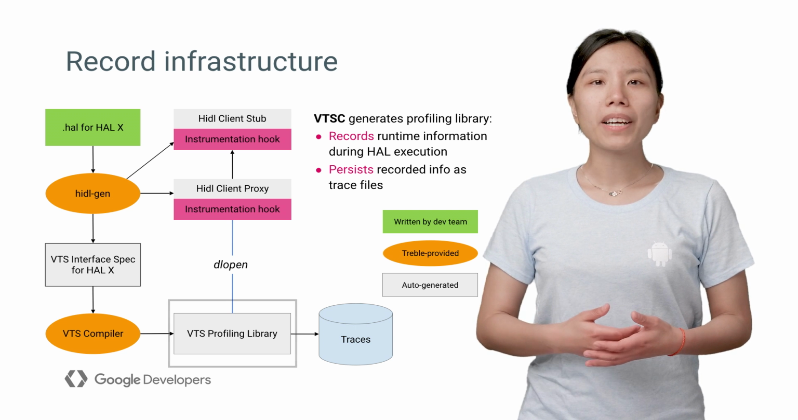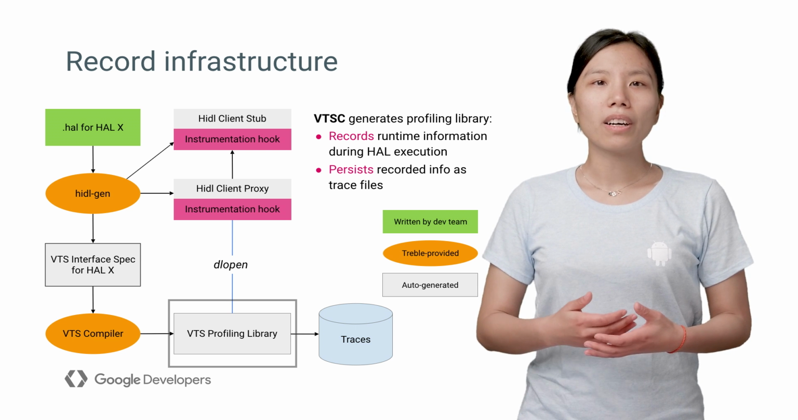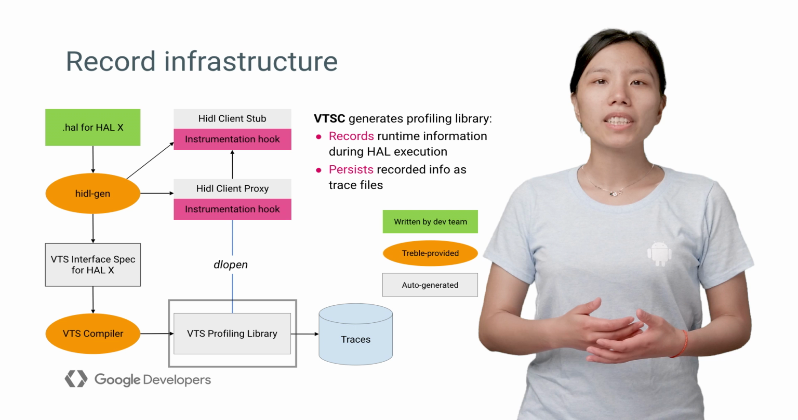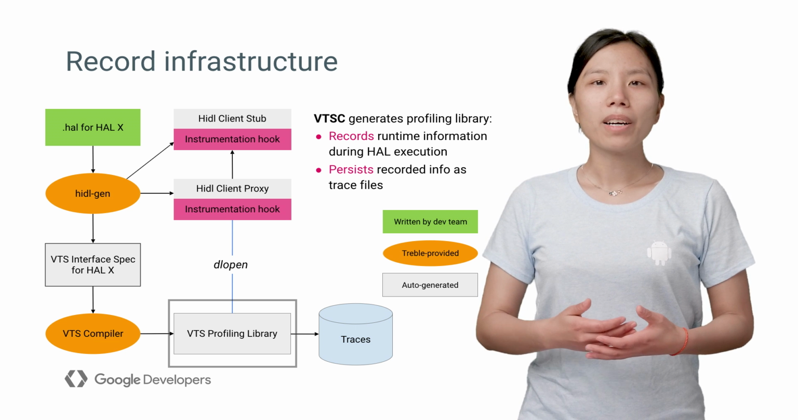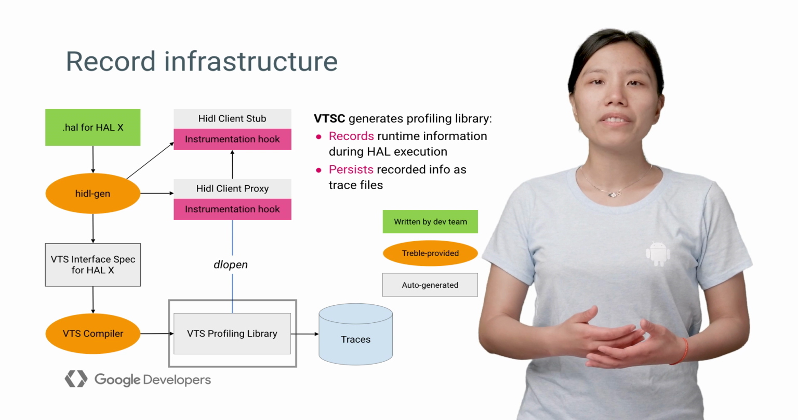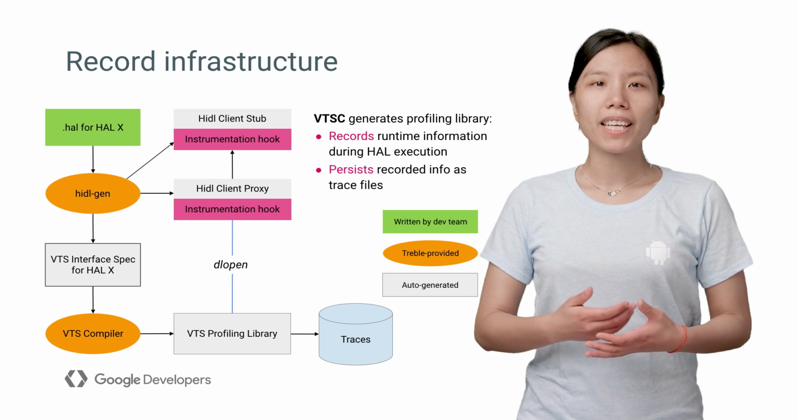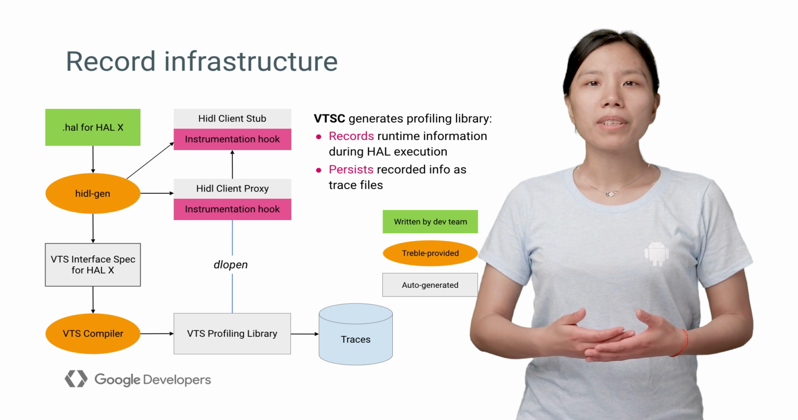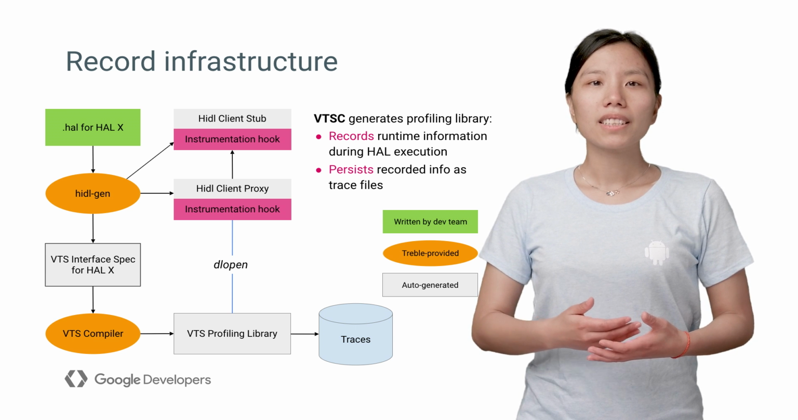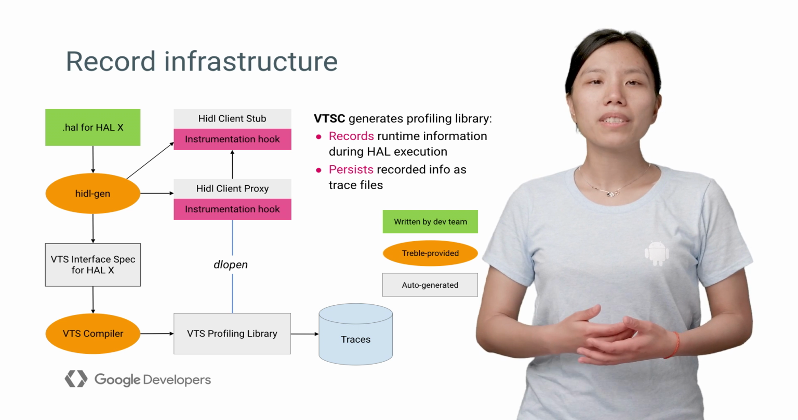The VTS profiling library is generated by the VTS compiler. It is able to record the name of each invoked API call, as well as values of all passed method arguments and return values. Once such runtime information is obtained, the profiling library will construct it into a protobuf and persist it into a trace file.